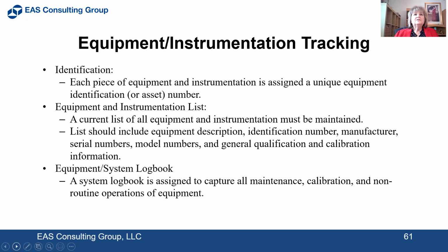The list should include equipment description, identification number, manufacturer, serial numbers, model numbers, general qualification, and calibration information. And you must have a system logbook or equipment logbook. That logbook will capture all maintenance, calibration, and non-routine operations of your equipment.